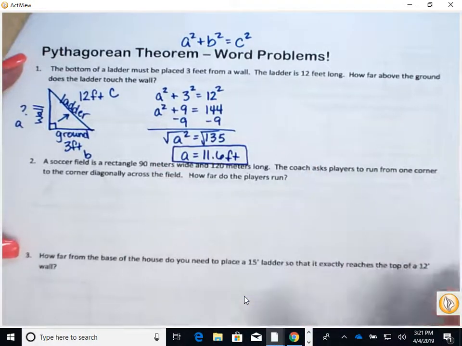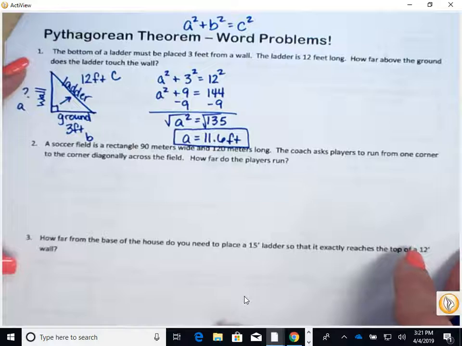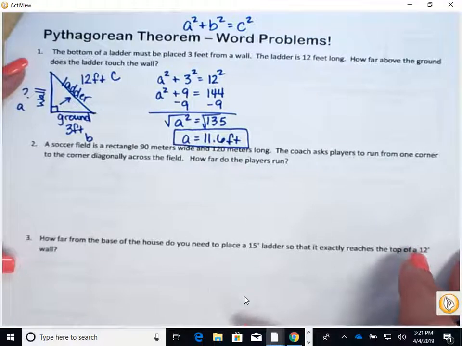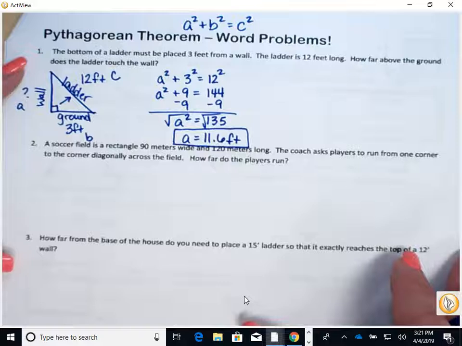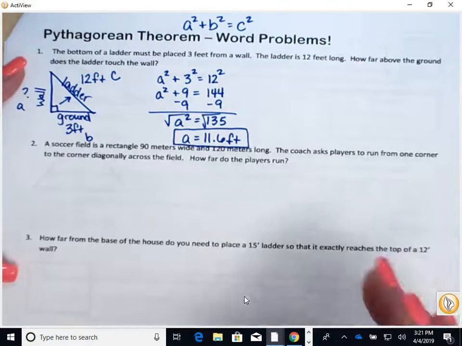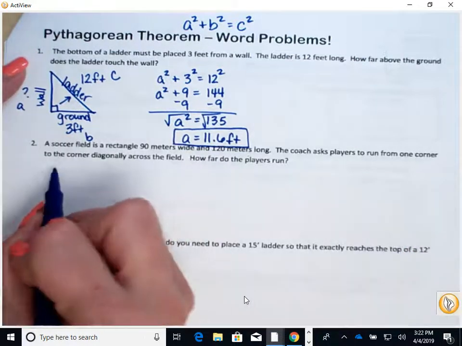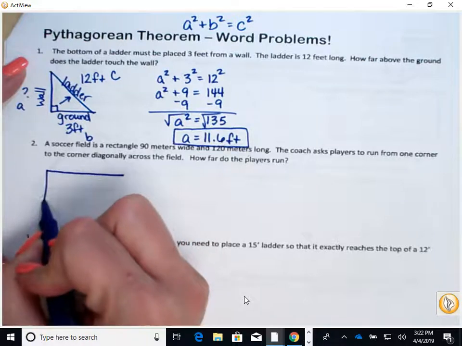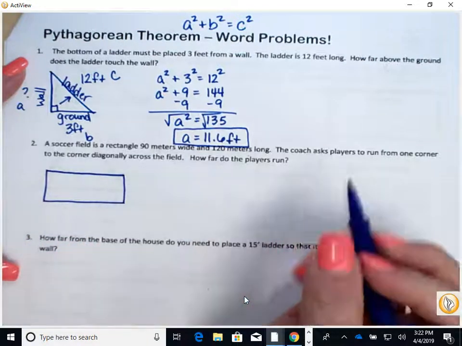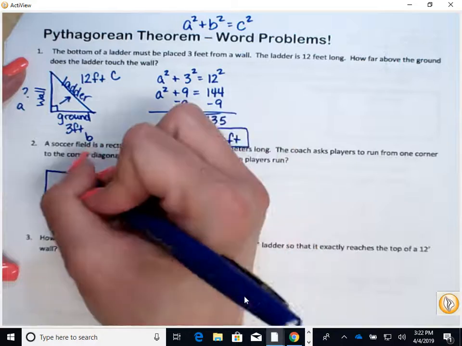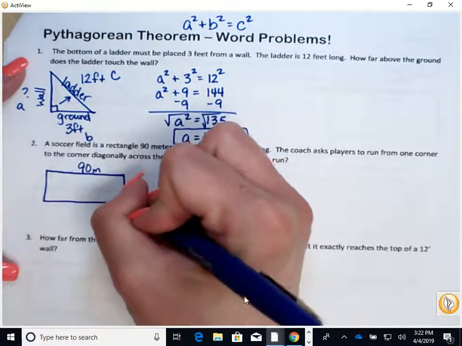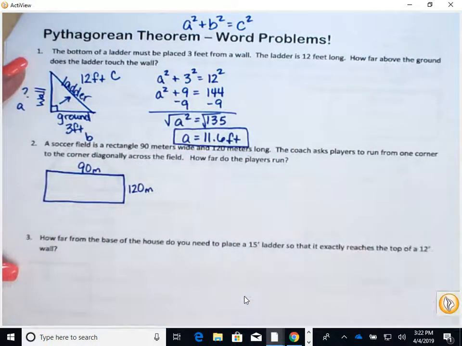You cannot do these problems without drawing the diagram. So always draw your diagram, label everything. Number 2, a soccer field is a rectangle, 90 meters wide and 120 meters long. So I'm going to go ahead and draw my rectangle. It says it's 90 meters wide and 120 meters tall. I drew those backwards. Either way, it'll still work. 90 would be the shorter side, 120 would be the longer side.